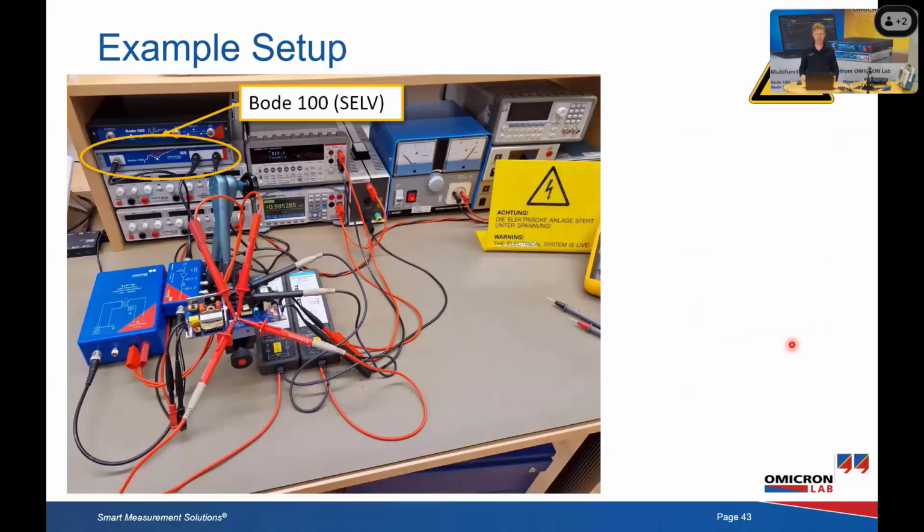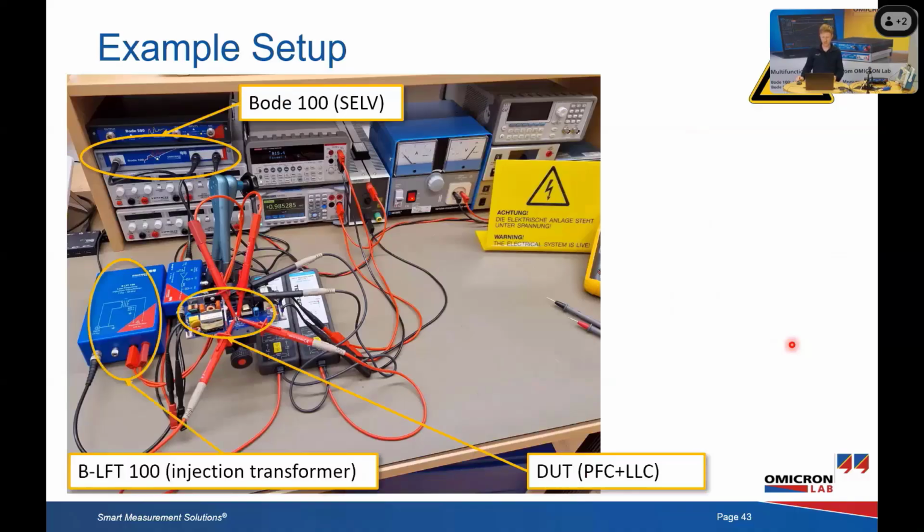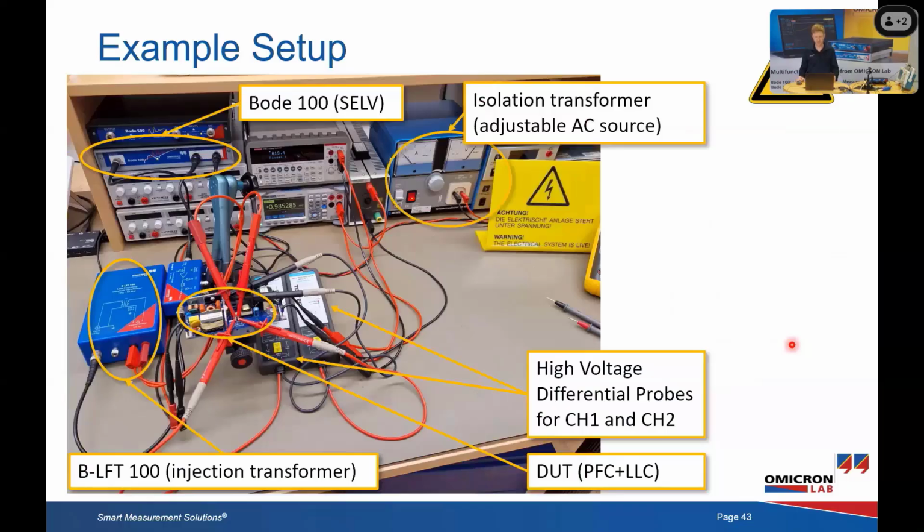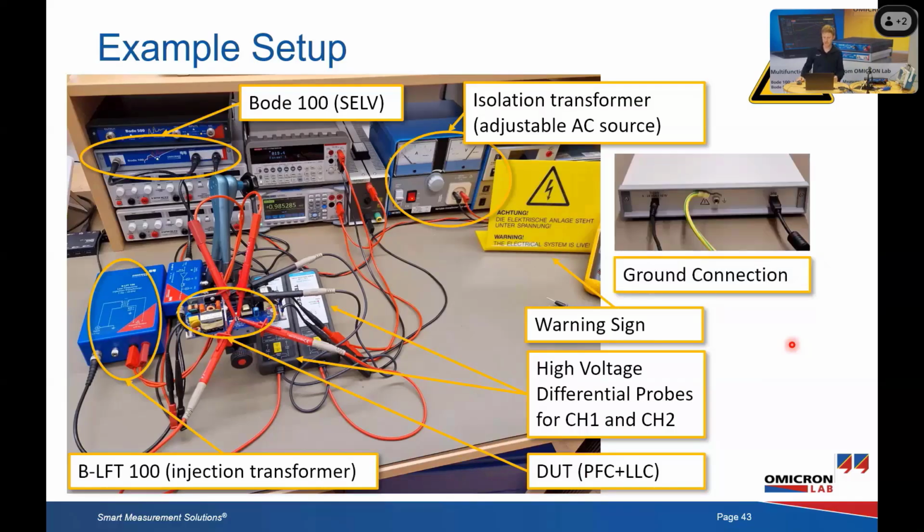So the Bode 100 here is a safe device. We have the PFC DUT that is hazardous. We have the injection transformer, two high voltage differential probes to connect channel 1 and channel 2 of the Bode to the hazardous voltage, and an isolation transformer as an adjustable AC source so that we can vary the voltage level and also have isolation to mains. And in Austria we need a warning sign. In addition, I put the protective earth connection to the housing of the Bode 100.